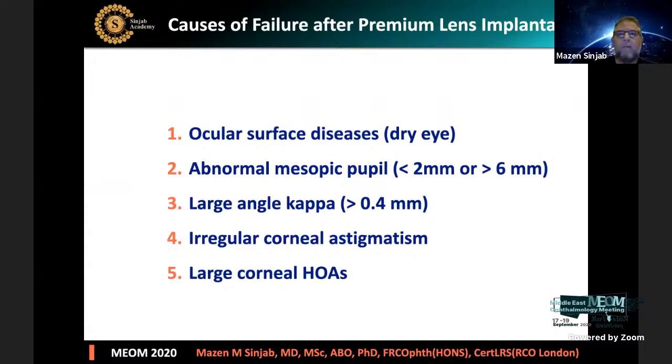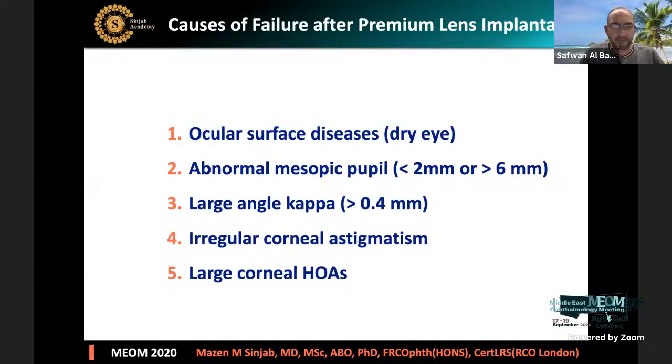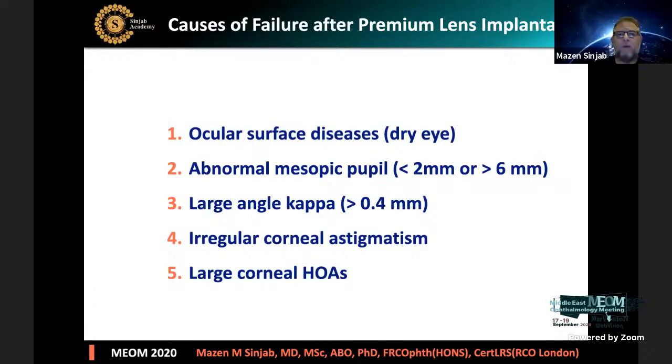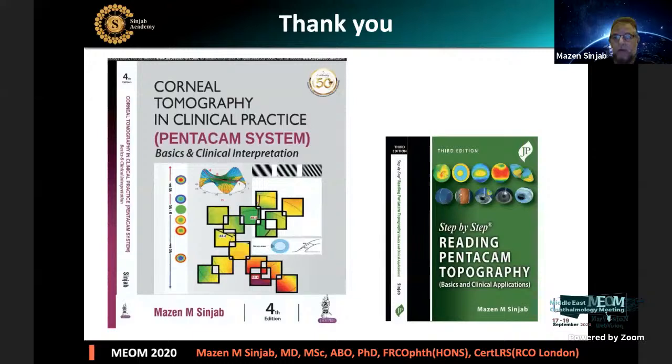Now, as a summary, because this is the last slide. The causes of failure after premium IOL implantation are ocular surface disease, dry eye, abnormal mesopic pupil if it is less than 2 millimeters or more than 6 millimeters, large angle kappa if it is more than 0.5 millimeter, irregular corneal astigmatism, and large corneal high-order aberrations. And thank you very much.